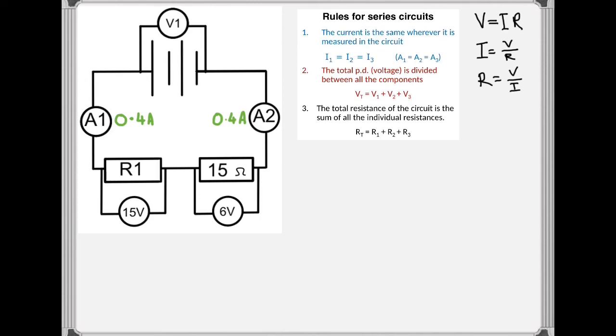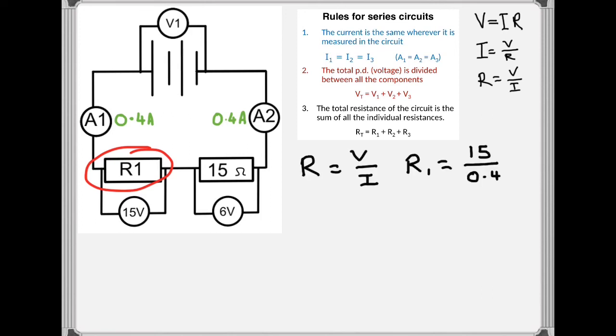Now, because I know the current flowing through those resistors, I can solve for R1, because I know that through R1 there's going to be a current of 0.4 amps. And I already know how much is needed to move that current through that resistor. So I've got 15 volts. Solving using my R equals V over I equation gives me that R1 will be 15 volts over 0.4 amps. So my value of R1 is going to be 15 divided by 0.4. Means R1 is going to be 37.5 ohms. So let's write that in there.